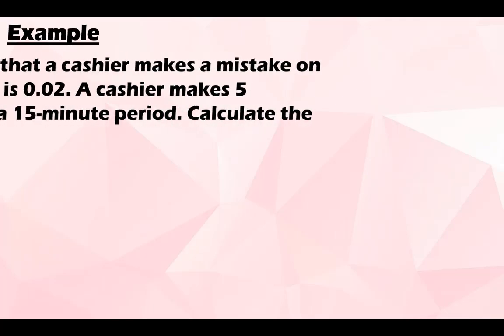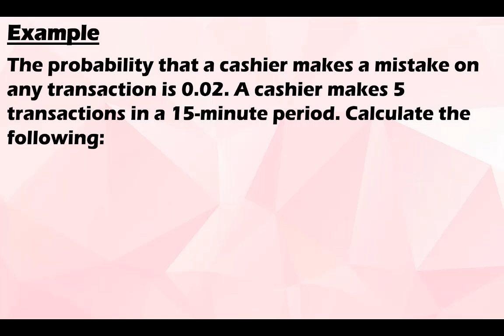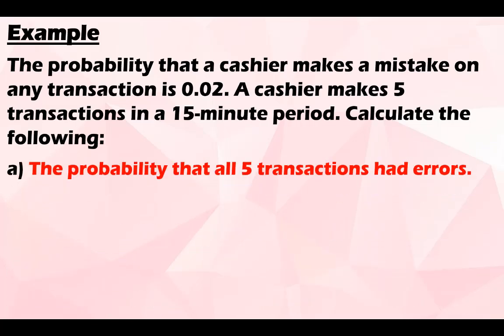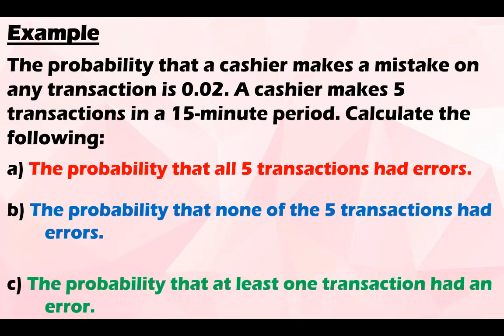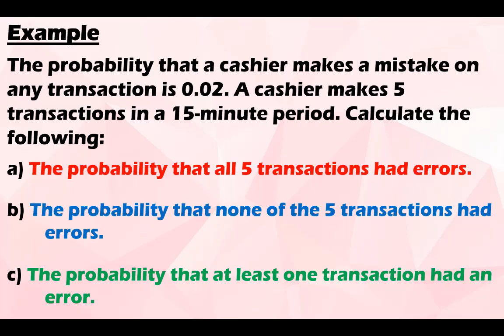Lastly, we want to look at this example. The probability that a cashier makes a mistake on any transaction is 0.02. A cashier makes 5 transactions in a 15-minute period. Calculate the following. First, what is the probability that all 5 transactions had errors? Second, what's the probability that none of the transactions had errors? And third, what's the probability that at least one of the transactions had an error?